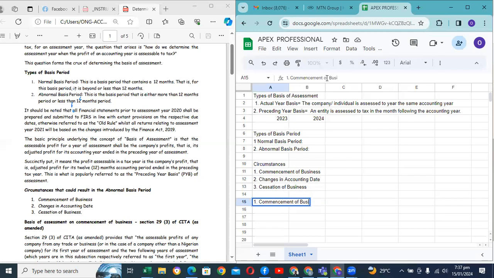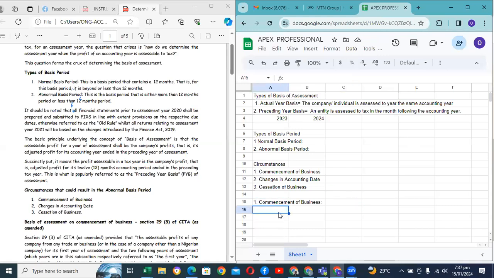A business is said to be a commencement of business when the company starts operation. That's when you say there is commencement of business. Is that taking place? Now, there's usually a loophole here.